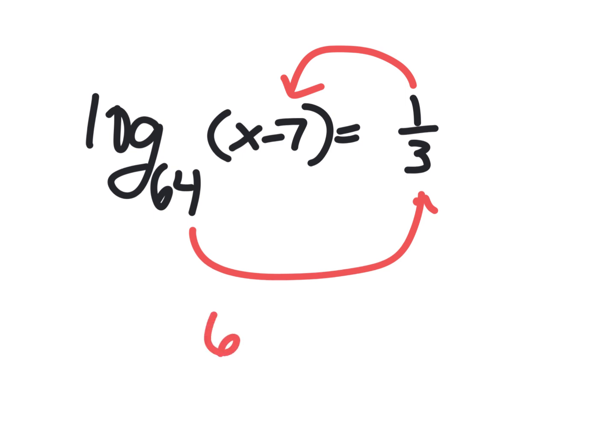And then things like 64 to the 1/3 is something you should just memorize. You guys know that one? 4, because 4 times 4 times 4 is 64. And then the whole point is just get X alone, so add 7 and you're done.